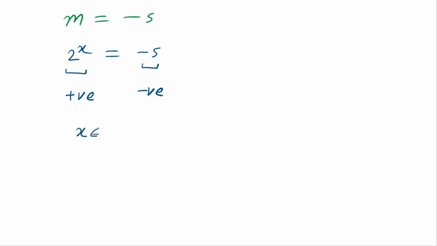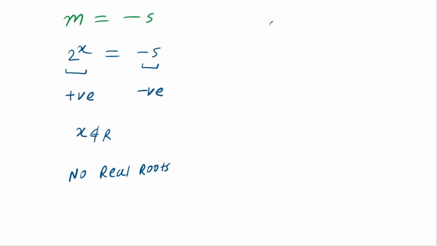In case first, m = -5. And recall, m is 2^x, and this is equal to -5. We know that x belongs to real numbers. If x belongs to real numbers, then 2^x is always positive. So on the left hand side we have 2^x, which is a positive number, and on the right hand side we have -5, which is a negative number. So here x does not belong to real numbers. No real roots.